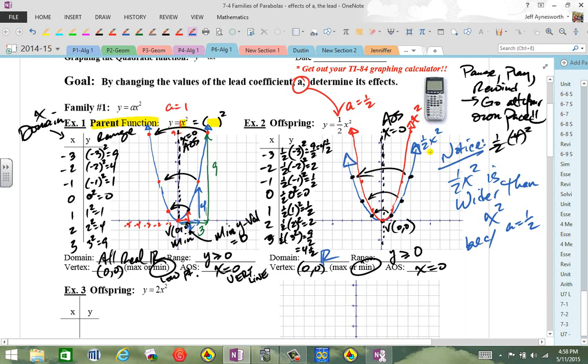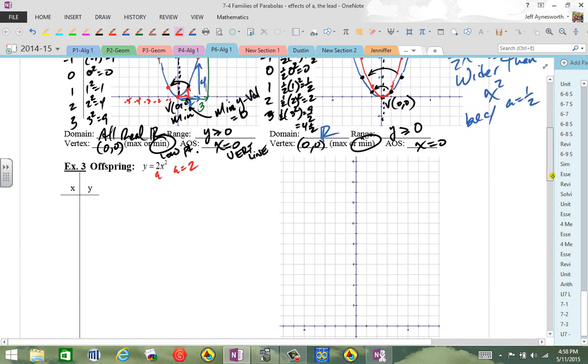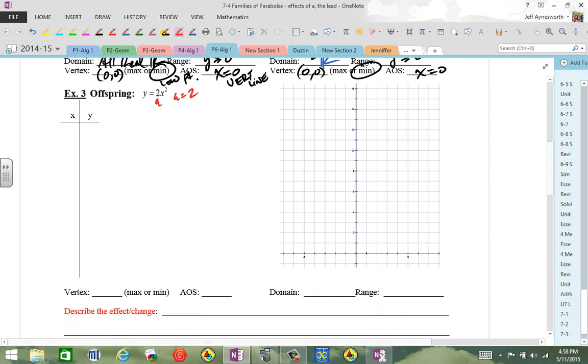All right, so what happens when you increase it? Not decrease it from 1 to 1/2, but increase it from 1 to 2. Okay, so here a is 2. A equals 2. What happens when you increase it? Not decrease it to 1/2, but increase it. So I don't know. Let's check it out, right? Okay. Well, we evaluate it like we always do.